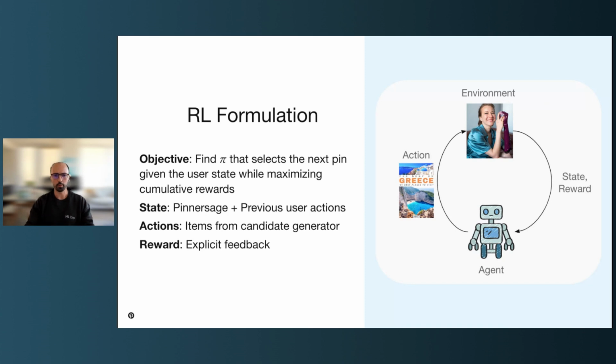When it comes to the user representation here, we are using PinnerSage, which is the user embedding, in addition to the user actions that the user took in the last while. For example, if the user liked some pins or saved them, those are taken into consideration by the agent before taking an action. And then the final goal of the agent is to learn a policy, which is a mapping between a state and an action. The objective of that policy is to take an action that allows us to maximize the cumulative reward that the environment will give.